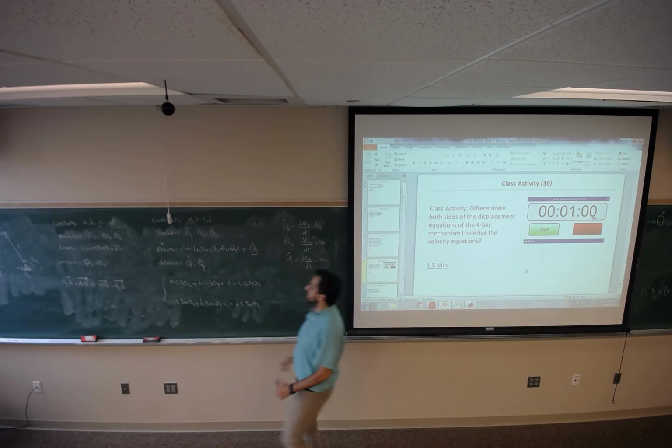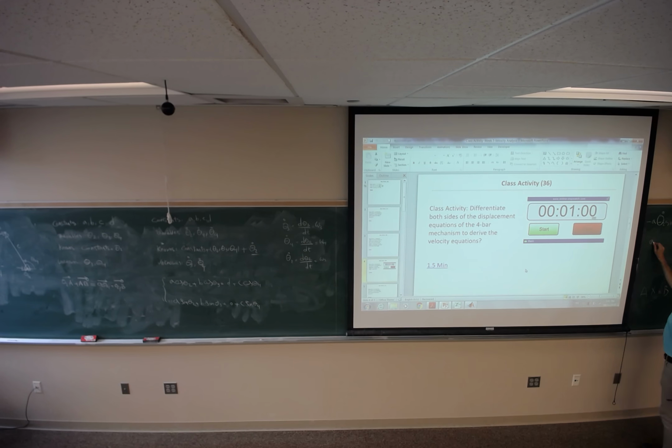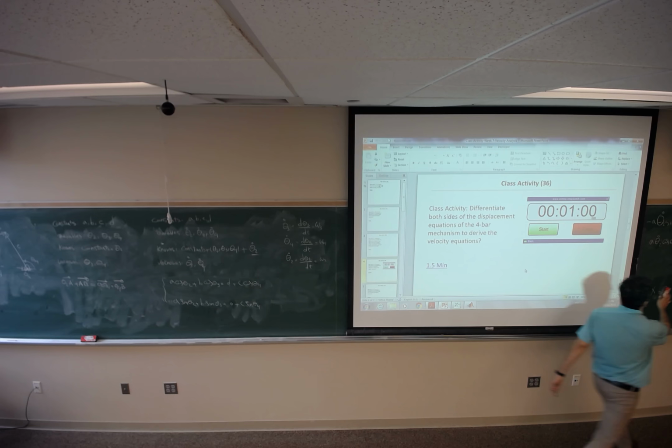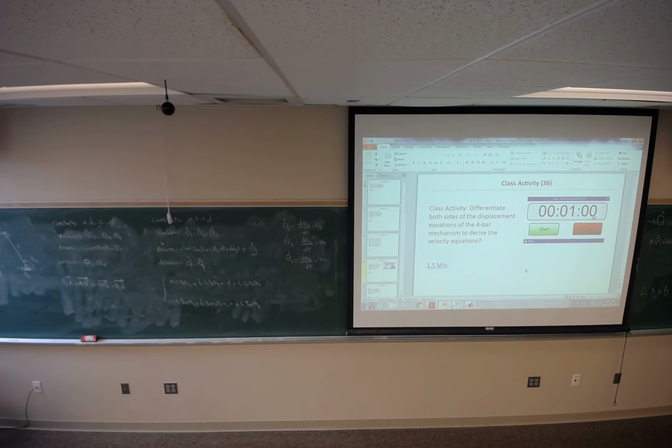A sine of theta 2, the derivative of that is going to be A theta dot 2 cosine of theta 2, plus B theta dot 3 cosine of theta 3 equals 0, which doesn't have any derivative. So it's got to be plus C theta dot 4 cosine of theta 4. We get these two equations. The unknowns are theta dot 3 and theta dot 4.